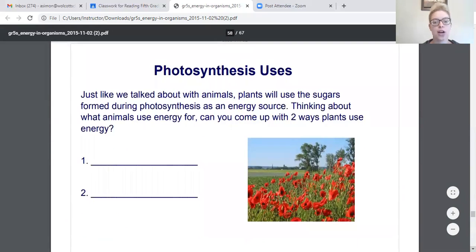All right, so just like we talked about with animals, plants are going to use the sugars formed during photosynthesis as an energy source, okay? So just like animals use cellular respiration, they use that energy to grow and to move and for body repair and warmth. What do you think plants use energy for? Think of two things that plants use energy for.